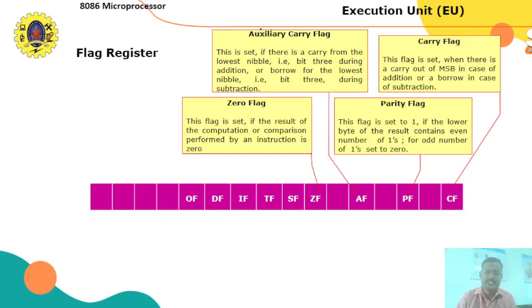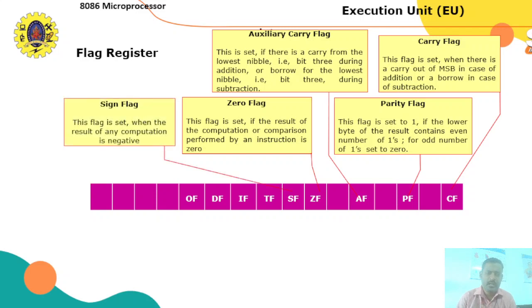Whenever the result is 0, the zero flag sets. Whenever the result is non-zero, the zero flag becomes 0, that is, it won't set. Look at this next one. This is the sign flag. This is used for sign detection.